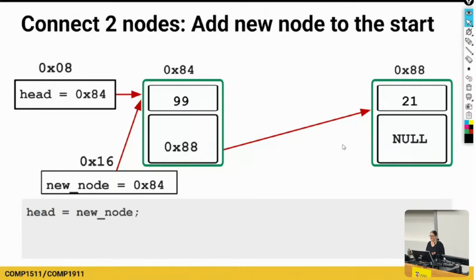So we can just say head equals new node, right? What that does is it copies the address from here into here, but you just think of it as, well, the head of the list is now that new node I just created. That's what the head of the list is now. Head of the list just means start of the list.